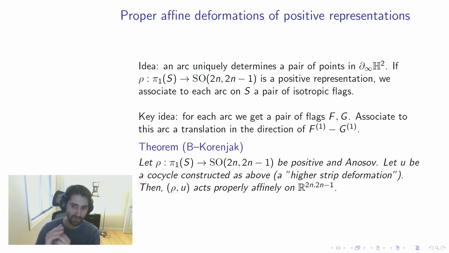Now, whenever you have a representation like this, then you can construct a cocycle as above by using strips, choosing flags, associating translations to each of those. Then we call them higher strip deformations, and we get proper actions for every possible linear part which is positive in an OSOV.